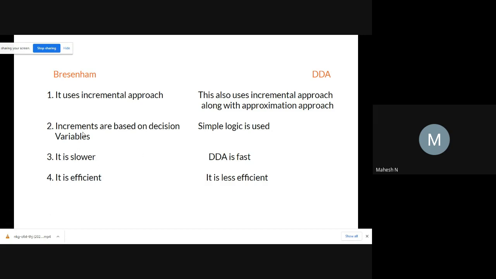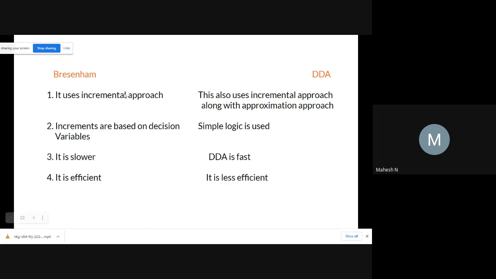Here the decision variable, you calculate that decision variable, then you need to decide which side to go, and again you need to plot, again you need to find out what the coordinates are, right? So much work was there, right? Here there is no such logic, there is simple logic. Okay, whether dx is greater or dy is greater, on that basis you keep incrementing the coordinates, right? So this was slower. Okay, right? Bresenham is slower, but DDA is faster.